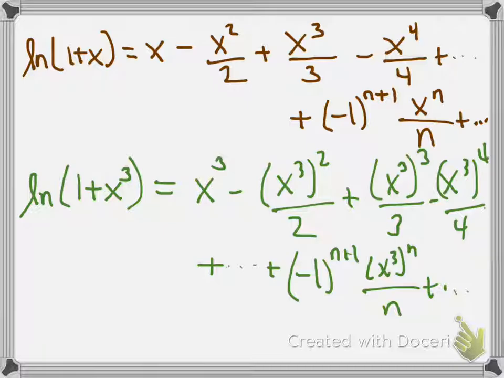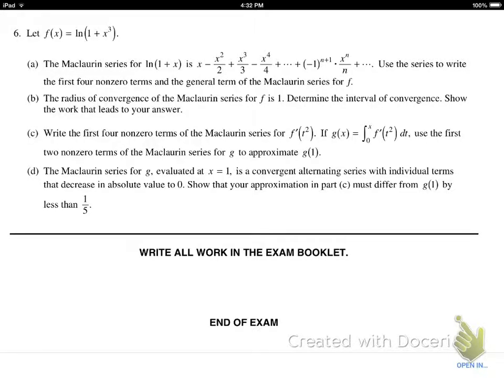All right, let's go back and take a look at part B. Part B says the radius of convergence of the Maclaurin series for f is 1. Determine the interval of convergence. Show the work that leads to your answer. So, we could show using the ratio test what the radius of convergence is, but again, that's something they're giving to us in this example, and they want us to try to work out the interval of convergence. So, they're saving us a lot of work that we've done in class in many examples, but in this example, we don't have to do that.